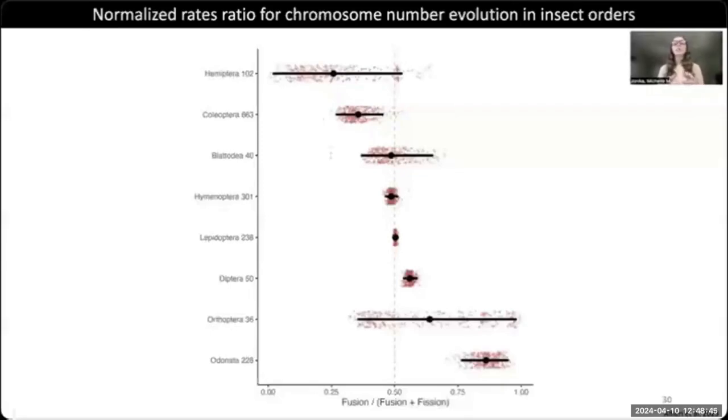And so in this plot, we have pictured on the horizontal axis that normalized rates ratio, where again, the black line indicates the credible interval for the rates ratio, and the mean is indicated by the larger black circle. And then each row of the plot represents an order with a number after the order indicating the number of tips included in the analysis. And again, we see in this normalized ratio for these rates that we observe very fundamentally different rates and patterns of chromosome number evolution in these insect orders. And so here it becomes very easy to see that orders such as Diptera, Orthoptera, and Odonata show this bias towards more fusions than fissions, as their rates ratios are greater than 0.5. And so this helps us to tease apart some of that variation that we're seeing when we observe it in this manner.